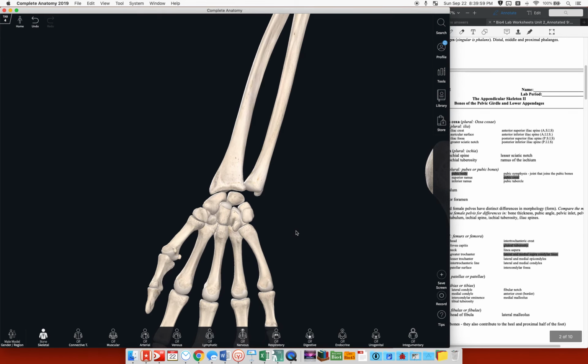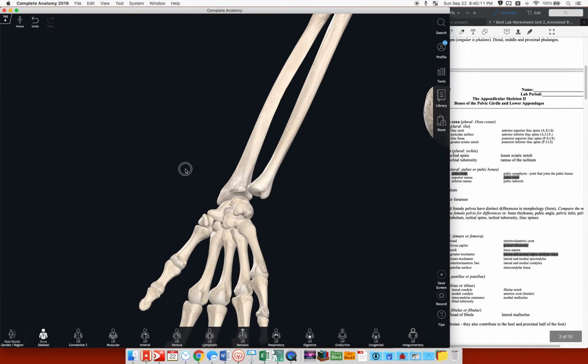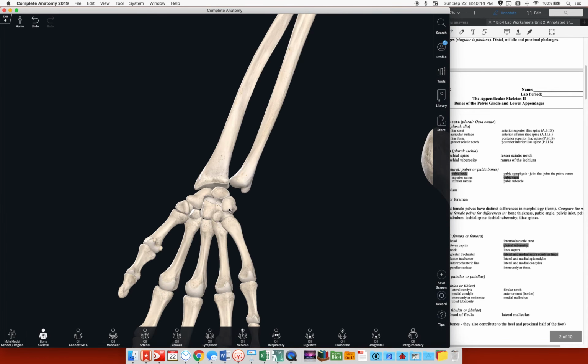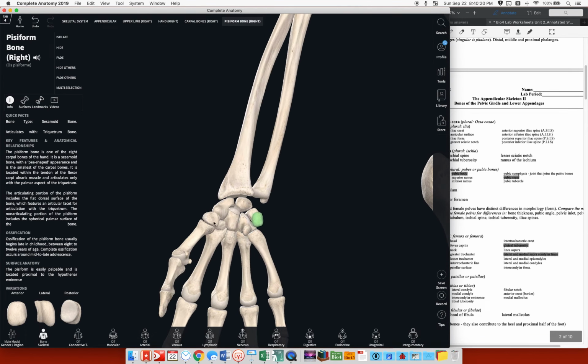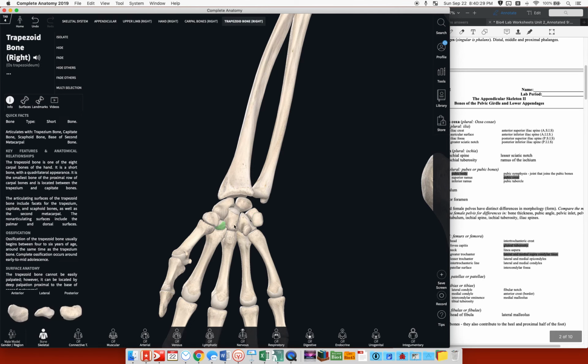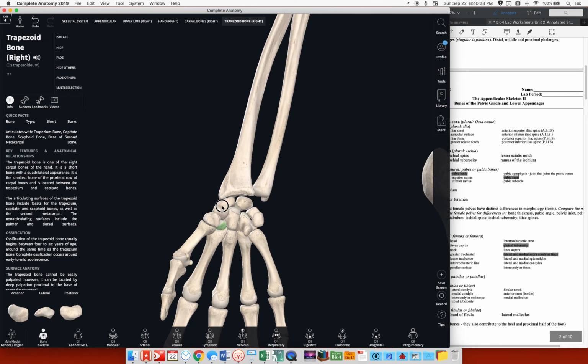So that means this is the scaphoid. This is the lunate. This is the triquetrum. And this one floating here is the pisiform. The second row begins with the trapezium, trapezoid, capitate, and hamate. Notice there is a hook on the hamate. The scaphoid is the most common carpal bone to fracture.